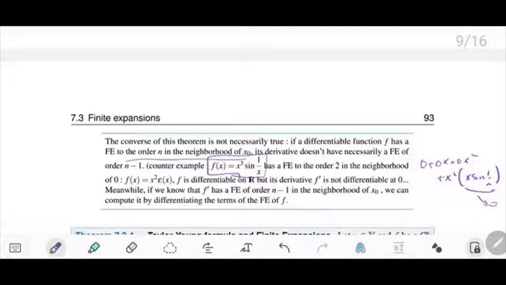But if we know that f prime has a finite expansion of order n minus 1 in the neighborhood of 0, so in this case, if we know that f prime is differentiable, then we can compute its finite expansion by differentiating the finite expansion of f. So I will repeat, if you have a function f that has a finite expansion, then to obtain the finite expansion of f prime, you can differentiate the finite expansion of f, which is the converse of the theorem, only if you already know that f prime has a finite expansion to the order n minus 1. Otherwise, you don't have the right to do it.